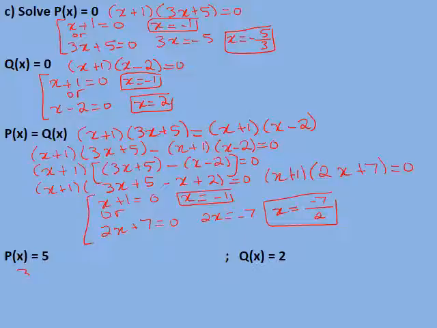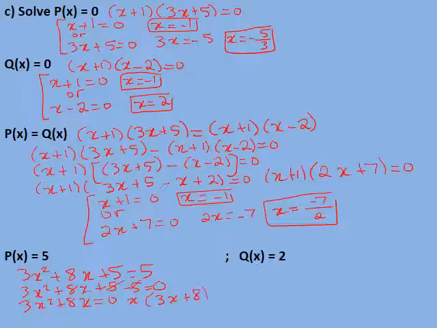3x squared plus 8x plus 5 is equal to 5. 3x squared plus 8x plus 5 minus 5 is equal to 0. Then 3x squared plus 8x plus 5 minus 5, they cancel each other, is equal to 0. Now what do we take common? x into (3x plus 8) is equal to 0.